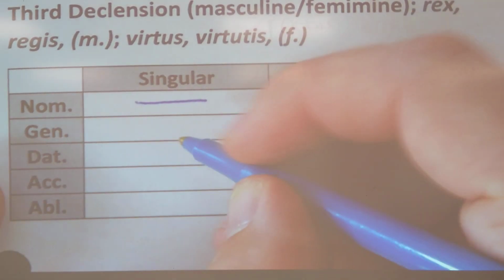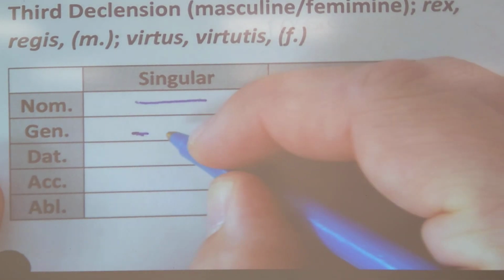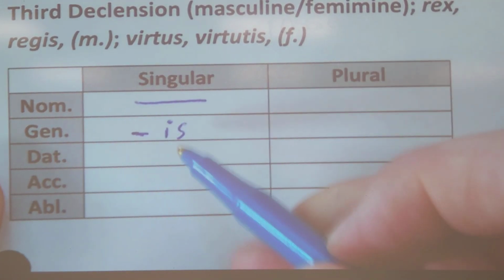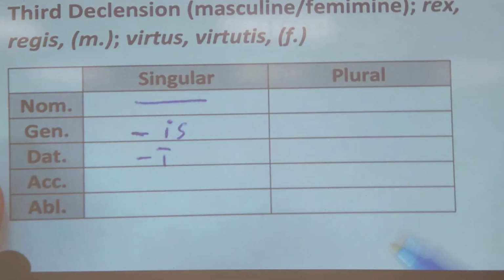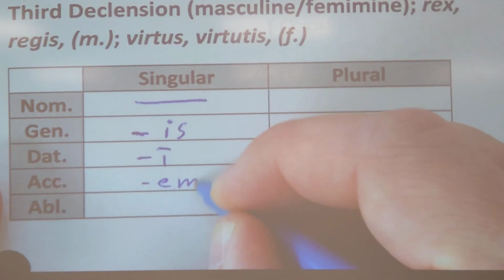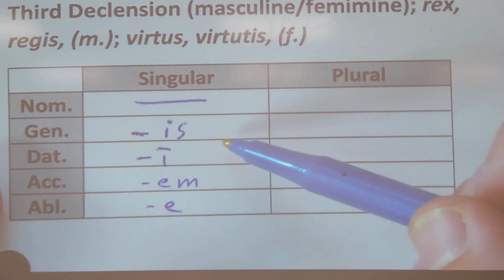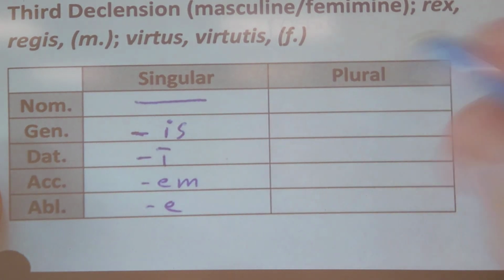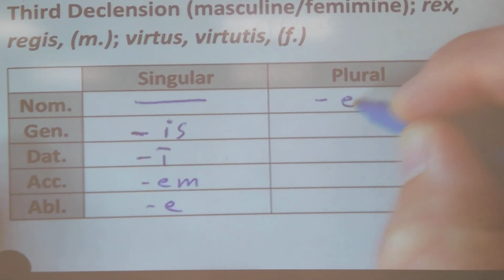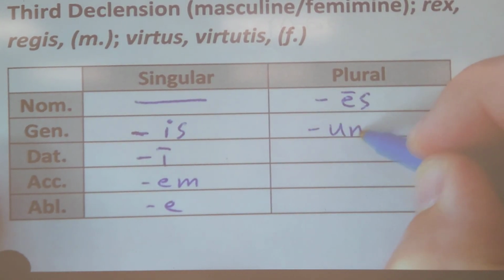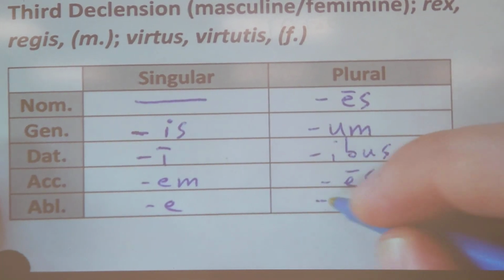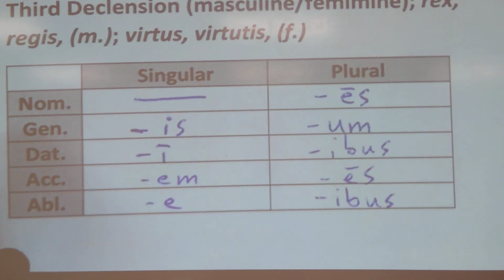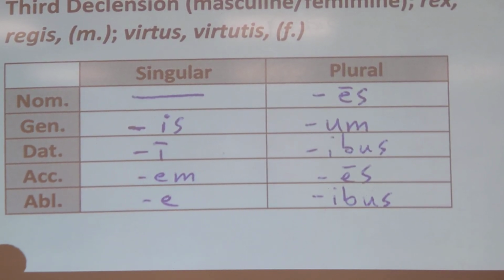All right, let's look at those endings. For the third declension, they go blank, is. Notice that's a short i, so it's blank, is, i, long i, em, e. Blank, is, i, em, e. Over here in the plural, we have es, um, ibus, es, ibus. Blank, is, i, em, e, es, um, ibus, es, ibus.